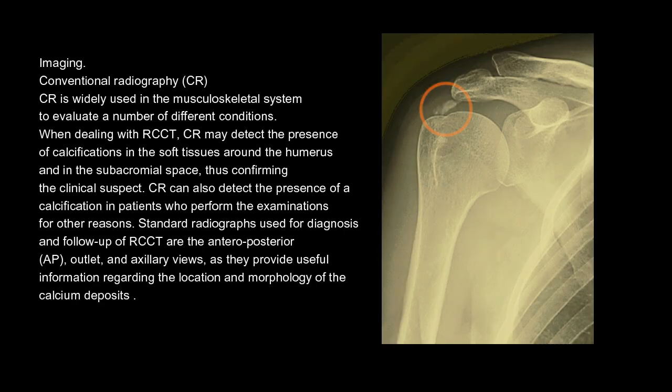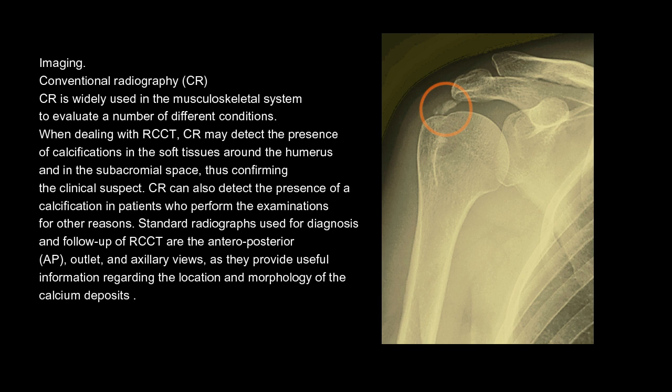Imaging. Conventional radiography (CR) is widely used in the musculoskeletal system to evaluate a number of different conditions. When dealing with RCCT, CR may detect the presence of calcifications in the soft tissues around the humerus and in the subacromial space, thus confirming the clinical suspicion. CR can also detect the presence of a calcification in patients who perform the examinations for other reasons.